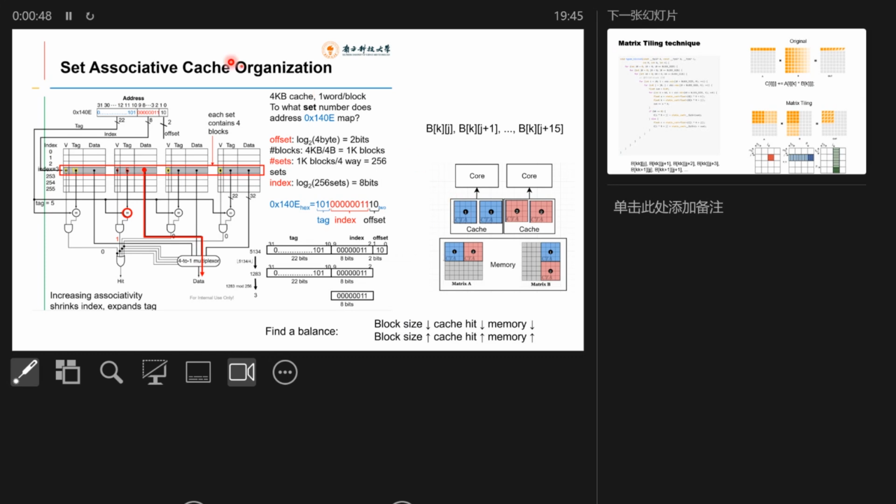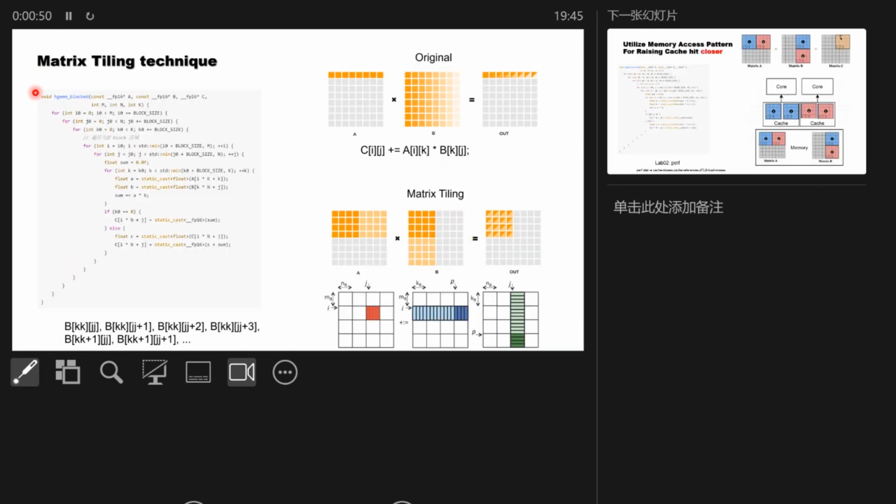And here I will introduce another technique that is called matrix tiling. So the idea is that originally our code is like this: we are fetching a row in A, then fetching a column in B, fetching a column, fetching a column, fetching a column.